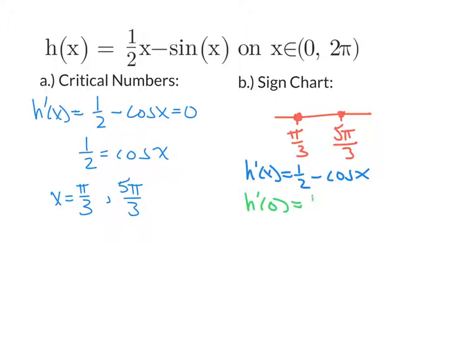H prime at 0 would be 1/2 minus the cosine of 0, and the cosine of 0 is 1. So 1/2 minus 1 is negative 1/2, making it negative. Everything on that interval will be negative.